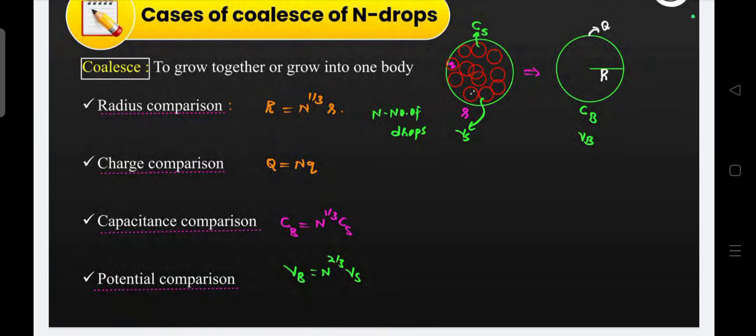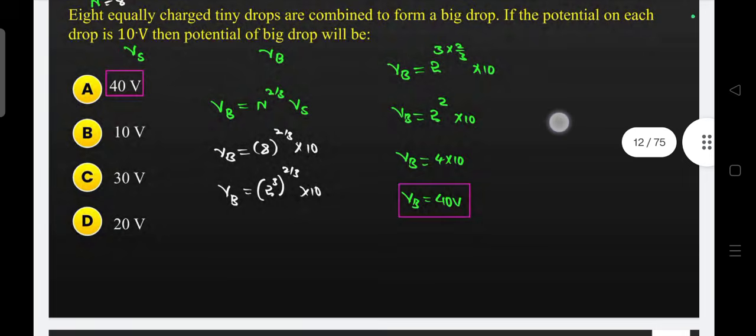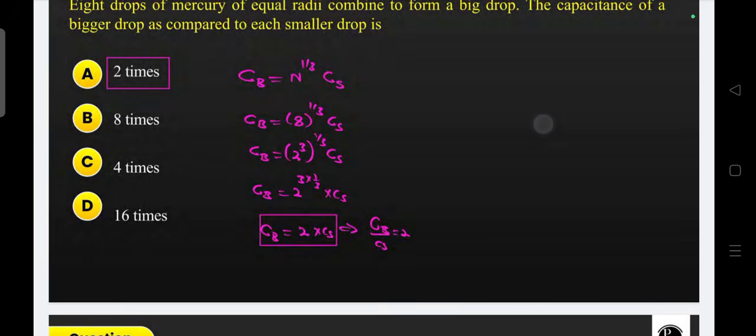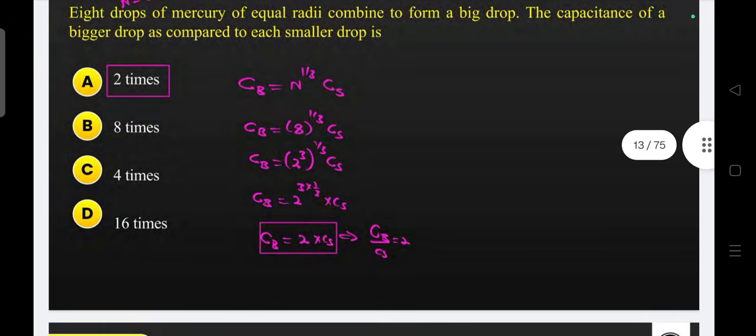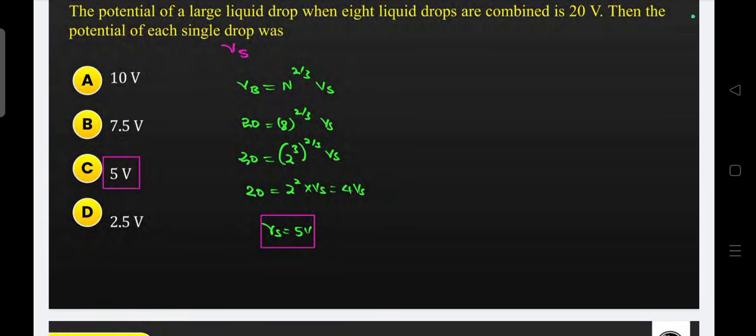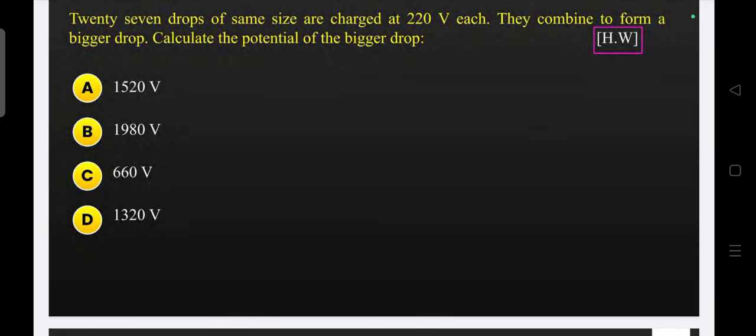Next topic is cases of coalescence of n drops. Take the notes. On the basis of the topic, this is the question they'll ask in KCET. So this is the solution. I will get 40. Next question on the basis of the drop only, with solution. Next question.